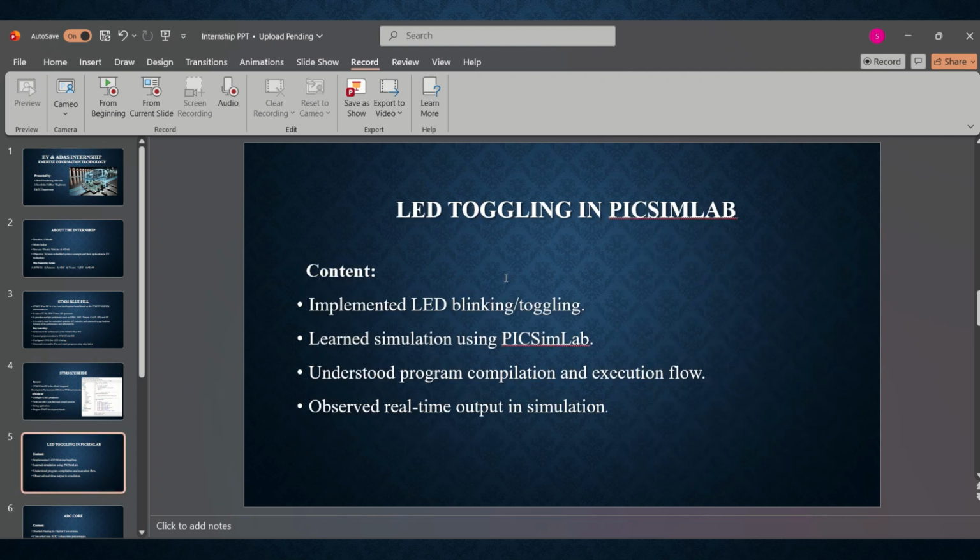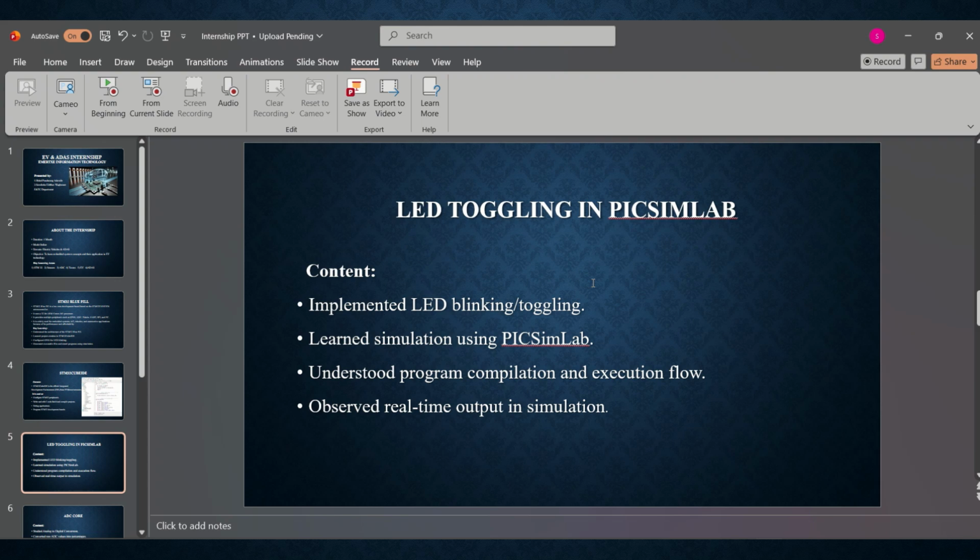So next is LED toggling in PICSimLab. This slide explains my first practical experiment. The objective was to blink or toggle the LED. LED blinking is considered the first step in embedded programming because it verifies that the microcontroller is working correctly. During this experiment, I learned how GPIO pins work, meaning how general purpose input output pins work, how to configure output pins, how to write embedded C code, how program compilation works, and how simulation software executes the program.